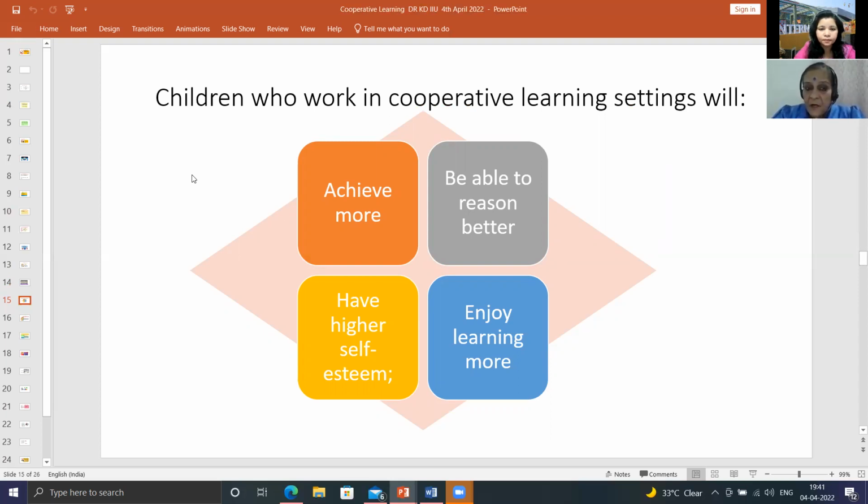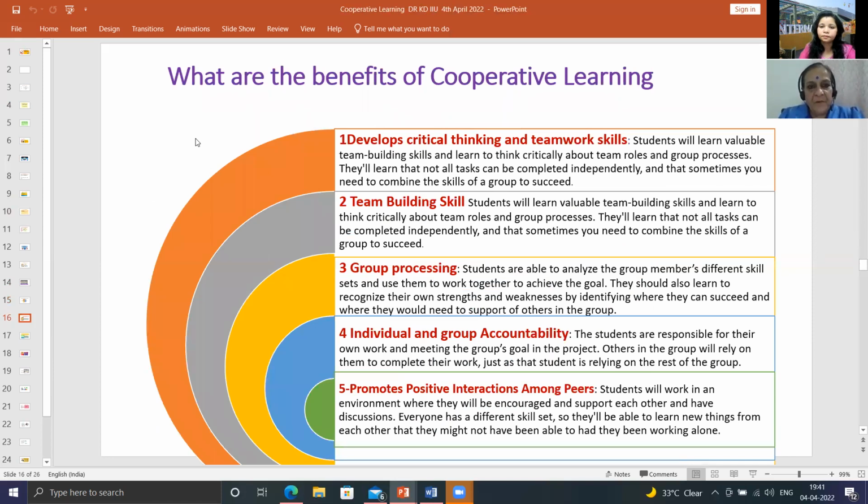Then they have higher self-esteem because if they are eligible and competent enough to respond and lead the group, they must get the confidence and develop high self-esteem and enjoy learning more because this is a collaborative, cooperative process. So in their group, without interference of the teacher, in their own way, in their own communication and with their own content, they are learning with each other. So their learning will be effective.